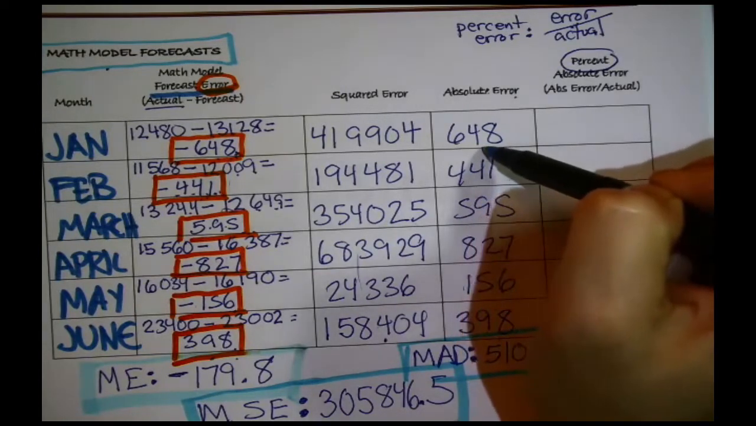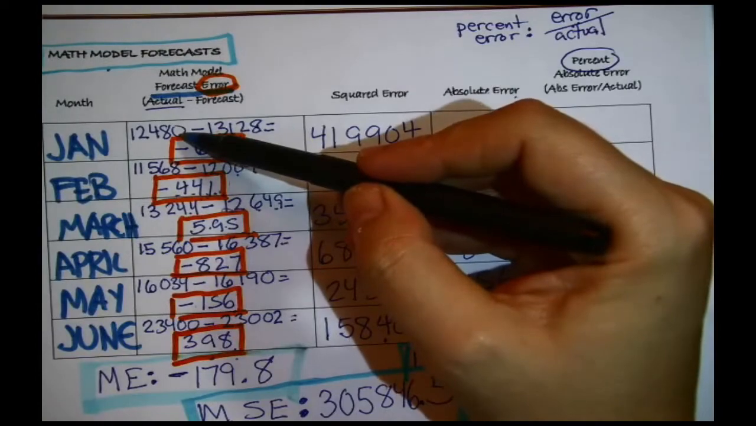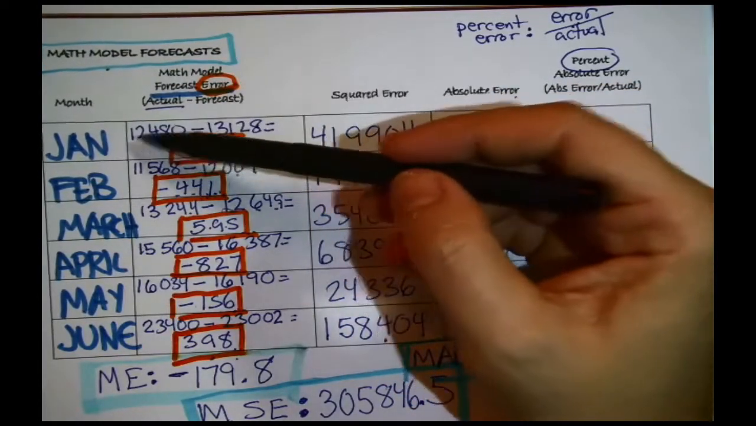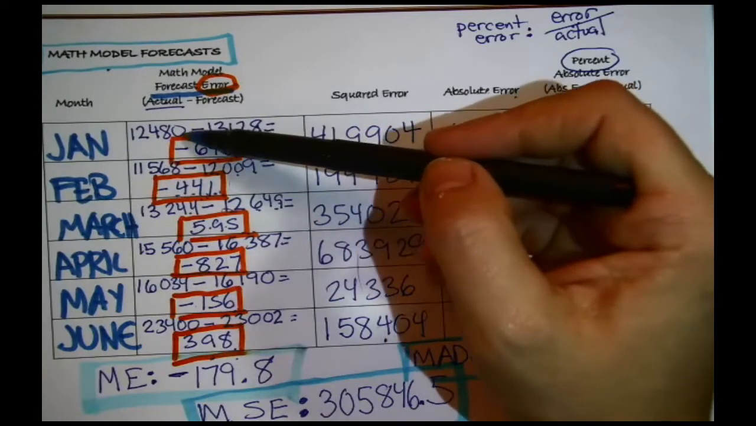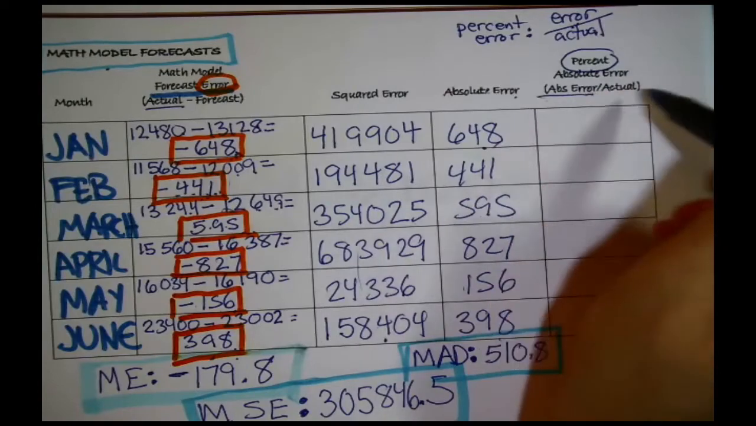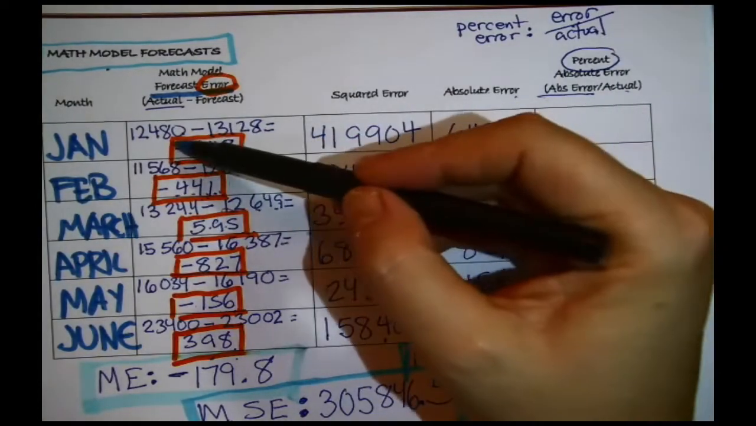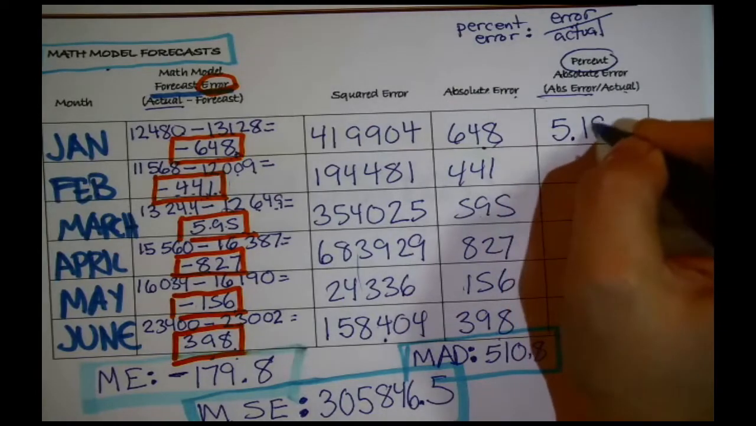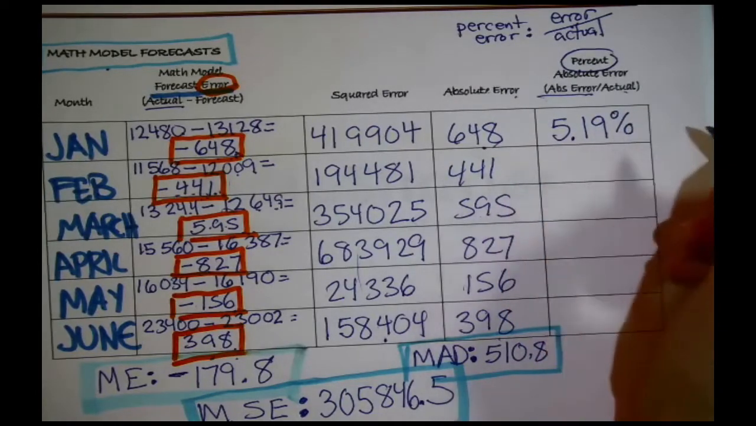Okay, the actual, you can see we jotted it down over here, but you can look it up on the original data. In January, there was actually 12,480 transports. So I take that number, right, the absolute error, and I divide it by the actual. So I get 5.19%. You can check me on that.